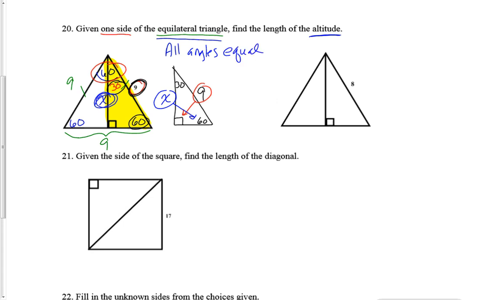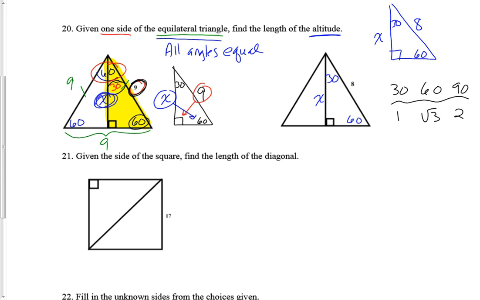So this is the same as the one that we just did, so we know some things already. We know that we have a 30, 60, 90 triangle, and we know we're trying to find the altitude, which is right here. So I'm going to draw that triangle out by itself. X is here, 30 is here, 8 is here, and 60 is here. Now we have a 30, 60, 90 triangle, so we use our ratios.